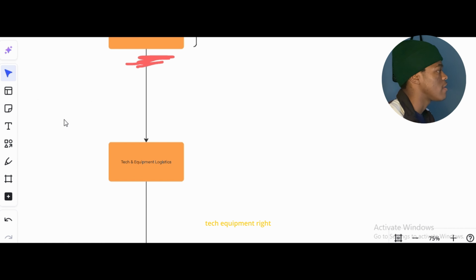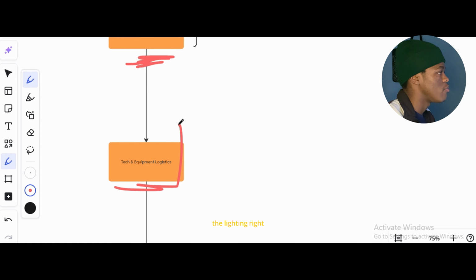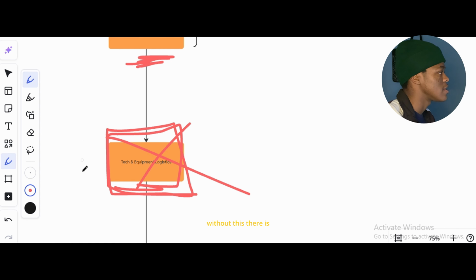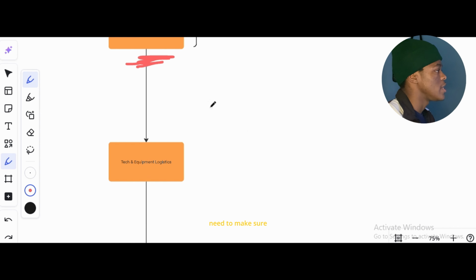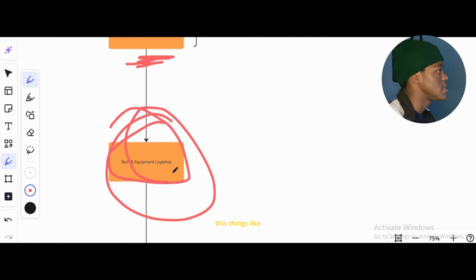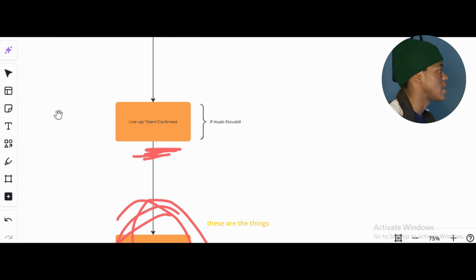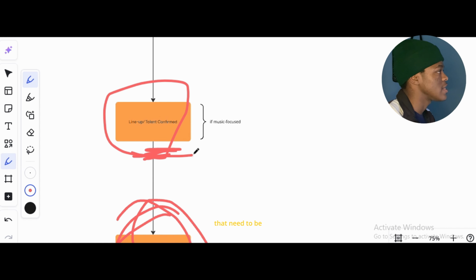And then we have the tech equipment. This is very important: the sound, the lighting. This creates the vibe. Without this, there is no event. So we need to make sure that things like this are prioritized. These are the things that need to be prioritized.